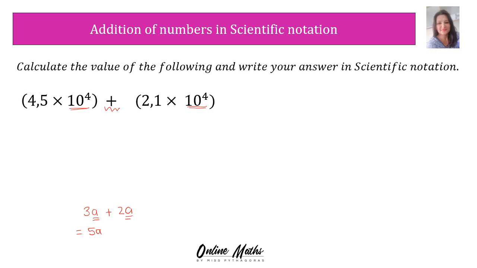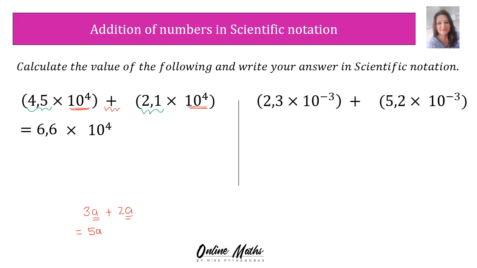So back to scientific notation, when we want to add the numbers, they must be as if they are like terms, and that means the 10 to the 4 and the 10 to the 4 must be exactly the same. And then in terms of the numbers in front, 4.5 plus 2.1, we simply add them. 4.5 plus 2.1 is 6.6 times 10 to the 4. And there's your answer. Let's do another one.